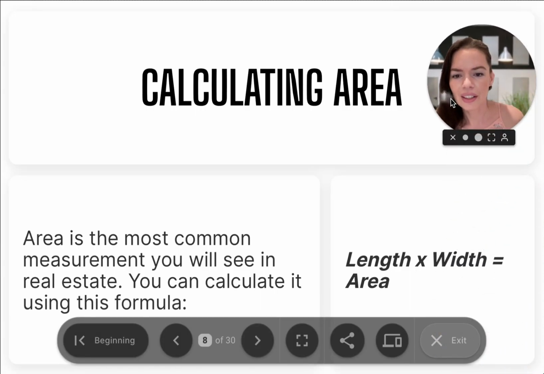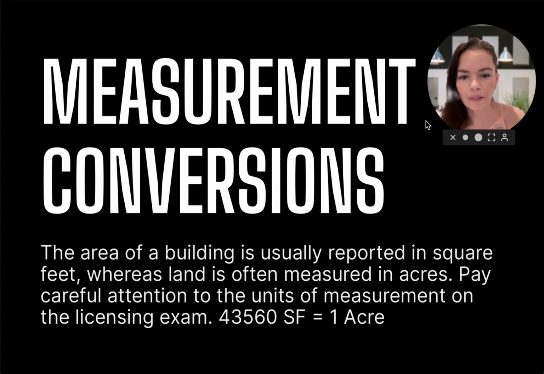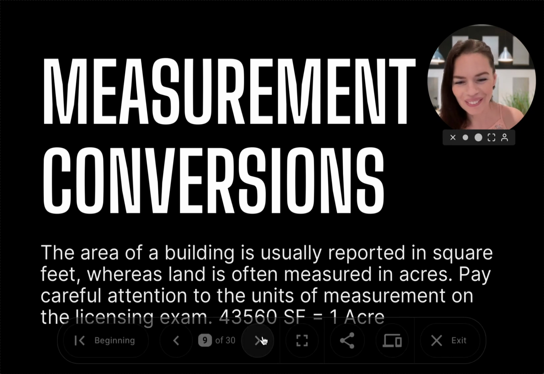Calculating area. Area is the most common measurement you will see in real estate. You can calculate it using this formula: length times width equals area. Measurement conversions. The area of a building is usually reported in square feet, whereas land is often measured in acres. Pay careful attention to the units of measurement on the licensing exam. 43,560 square feet equals 1 acre. I memorized that over and over again because that's something that might also appear on your real estate exam.